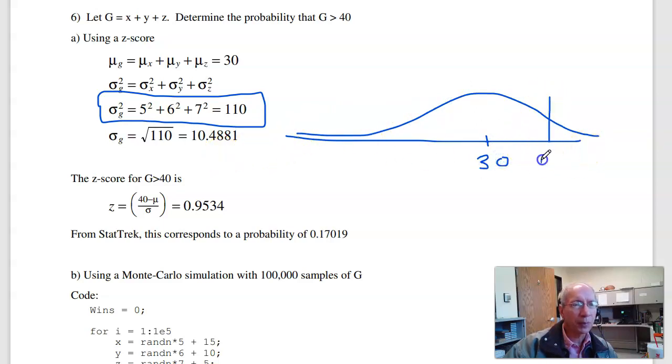I want to know what's the probability of being more than 40. I want to find out what's the z-score. And the z-score is how far 40 is from the mean in terms of standard deviations, 0.95 deviations away. From StatTrak, or normal table, I can convert that to an area, 17%.